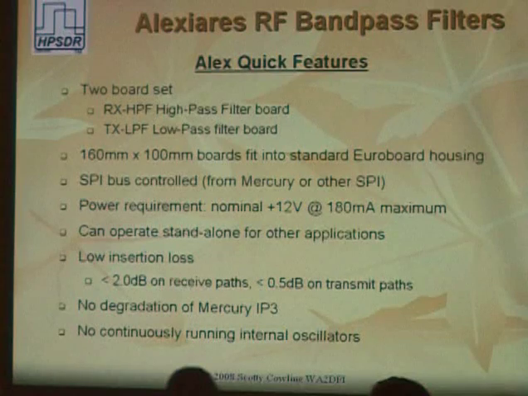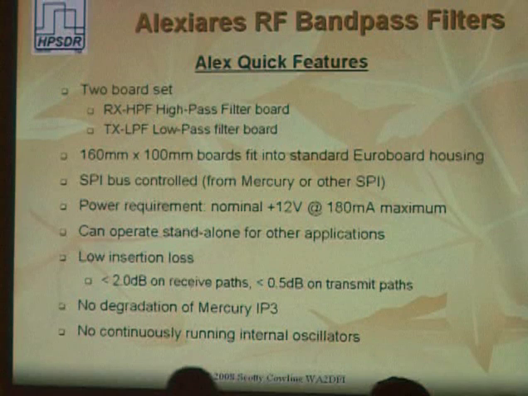So it's a pretty simple interface. Very low insertion loss, less than 2 dB on receive paths or half a dB on transmit paths. And importantly, it doesn't degrade the IP3 of Mercury. They worked really hard on this because it'd be a real shame to get this really awesome, high-performance SDR, then stick a filter on it where the cores saturate. And there's not a processor in this box, so there's no continuously running oscillator that you can pick up with your minus 140 dBm sensitive receiver.